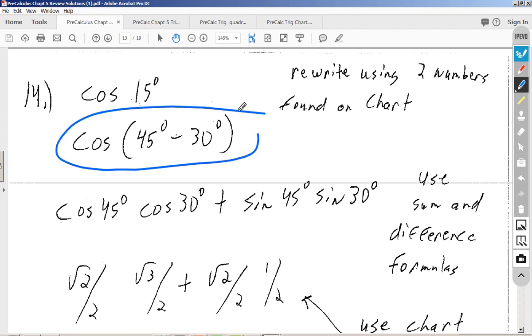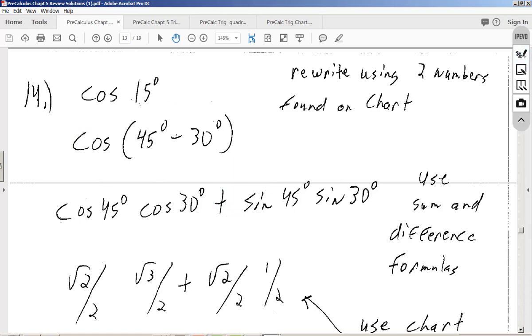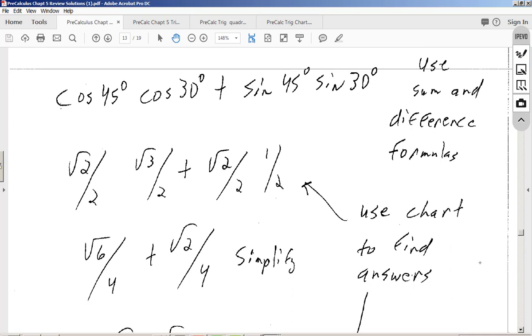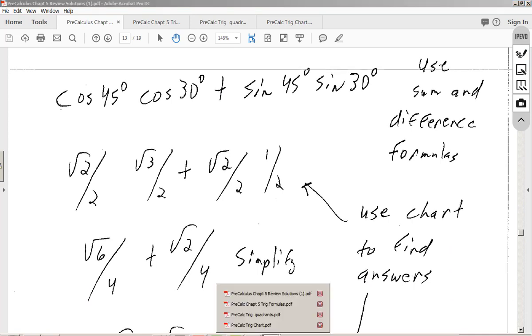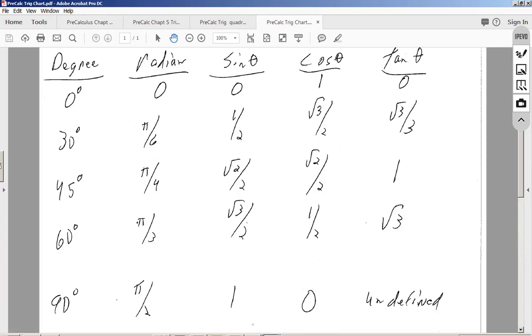So remember, I can't distribute it, so this becomes a cosine of 45, cosine of 30. Just following your formula, you got plus. Now we got the sine of 45, sine of 30. Now that I have that, I just have to go ahead and use my chart to find those answers. So going to your chart to find those answers. So here's my trig chart.